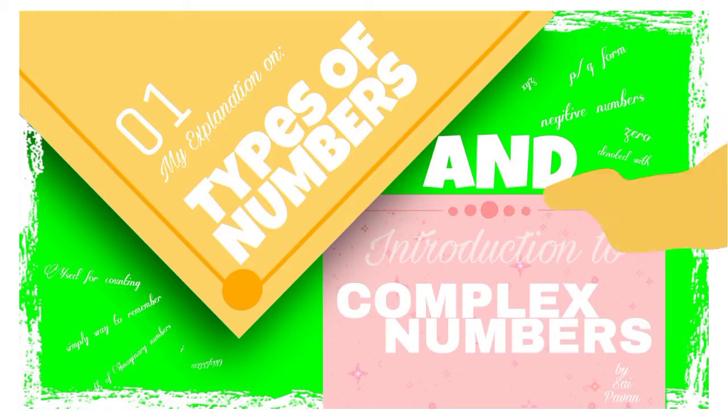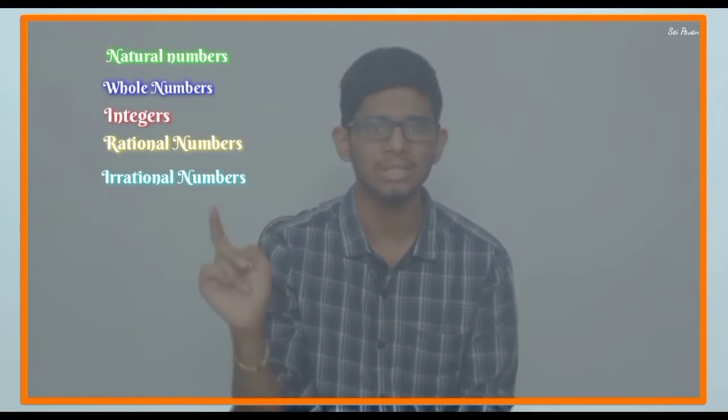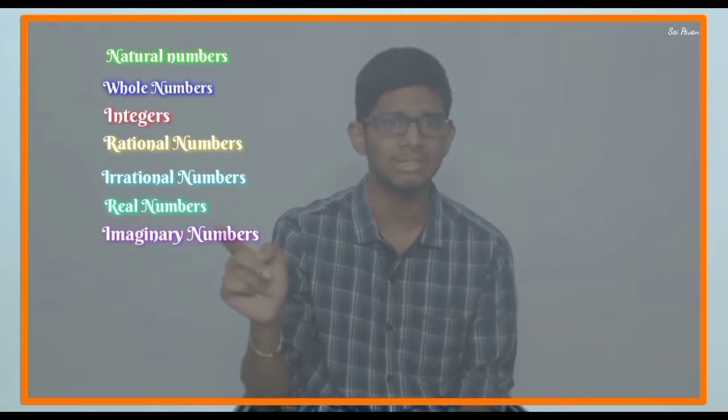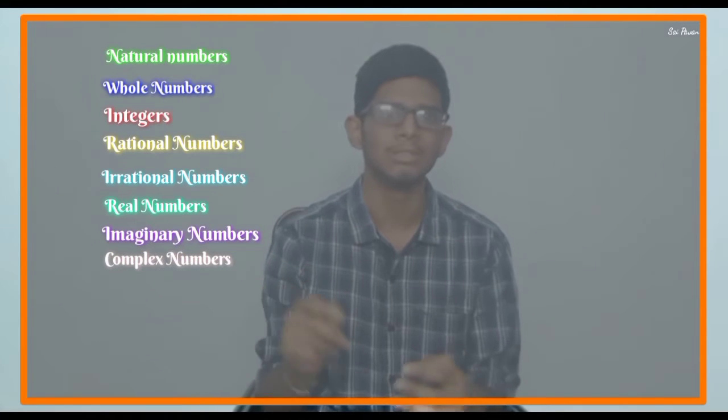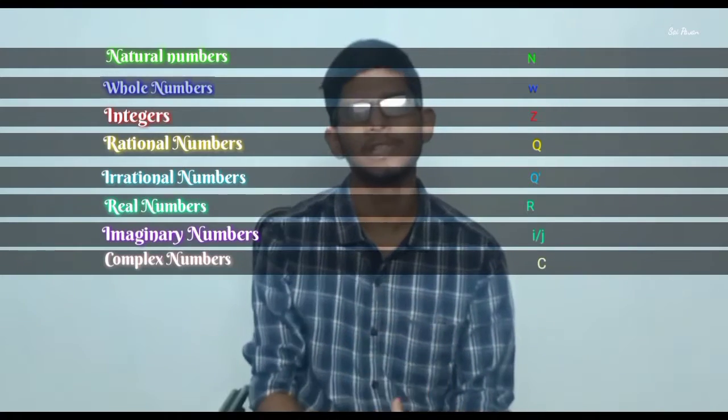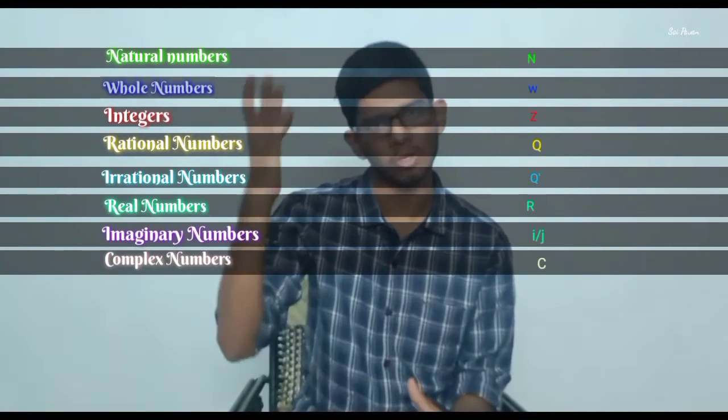In this video, I am going to tell you about types of numbers and give you an introduction on complex numbers. Let's start the video. Numbers are classified into different types based on their properties. We have natural numbers, whole numbers, integers, rational numbers, irrational numbers, real numbers, and imaginary numbers, and then complex numbers. All these numbers are denoted with some letters to identify them quickly. Let me quickly explain all these types.